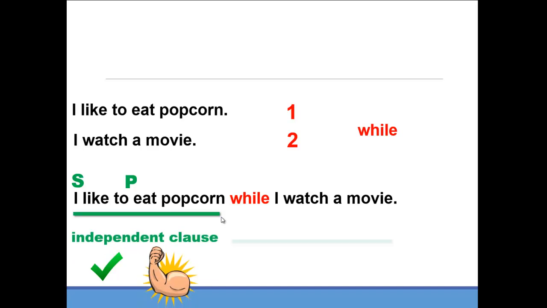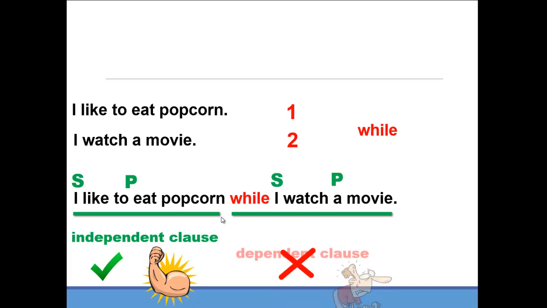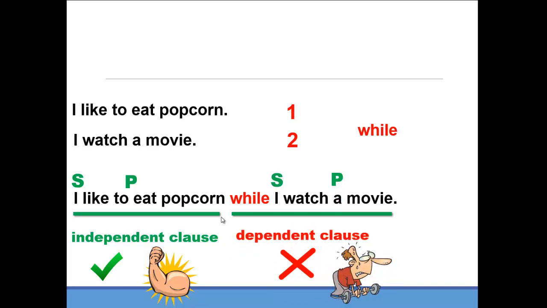Let's check the other part. While I watch a movie. What happens while I watch a movie? I don't know. So does it tell a complete idea? No, it doesn't. Can I use it alone? No, I can't. So what do I call this part? I call it a dependent clause.